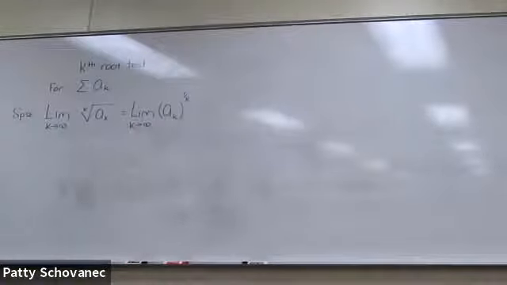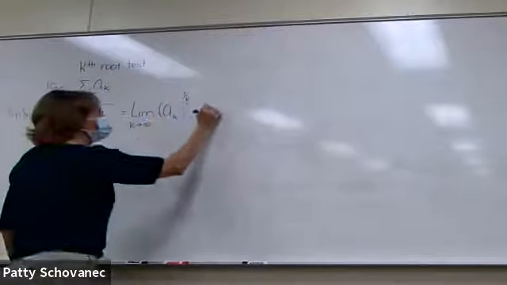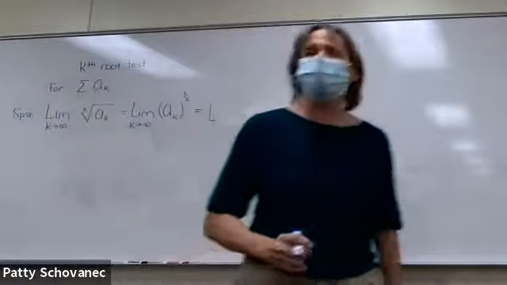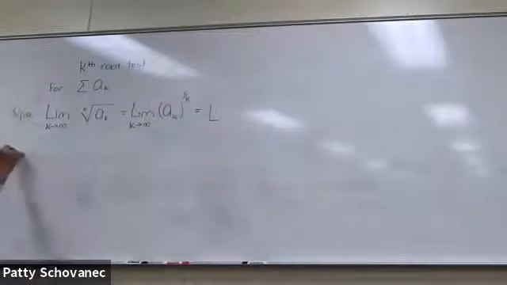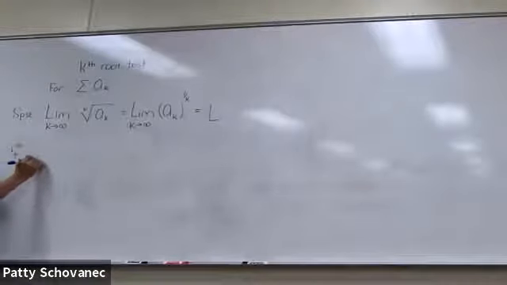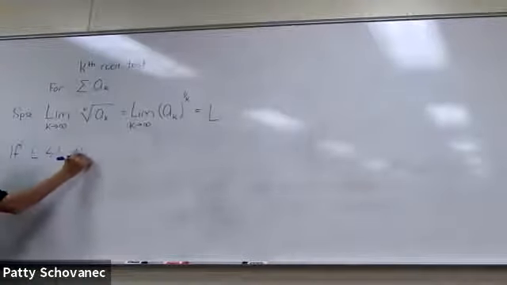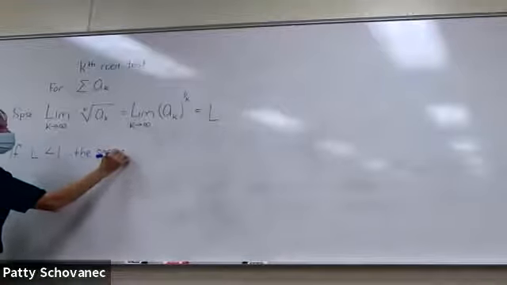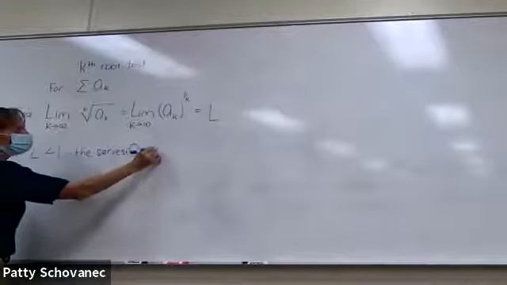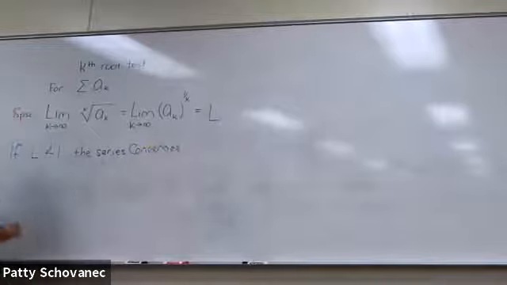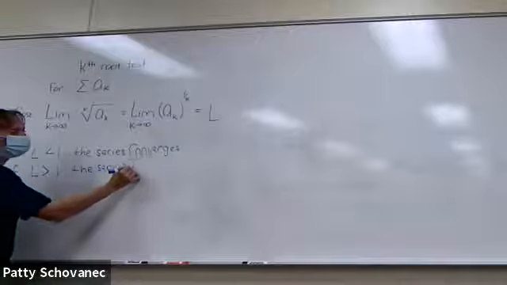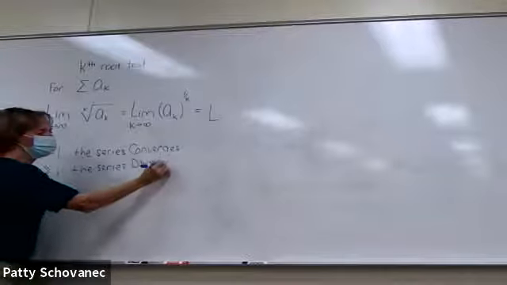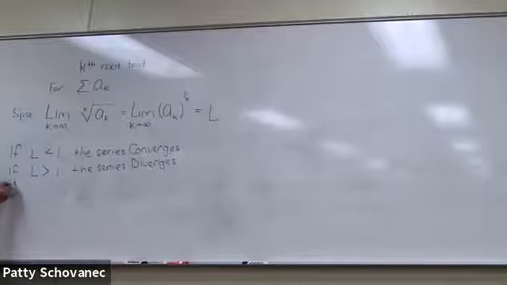Suppose you get some number L. Same 3 conclusions as with the ratio test. If L is smaller than 1, the series is convergent. If L is bigger than 1, the series is divergent. If L is equal to 1, use a different test.